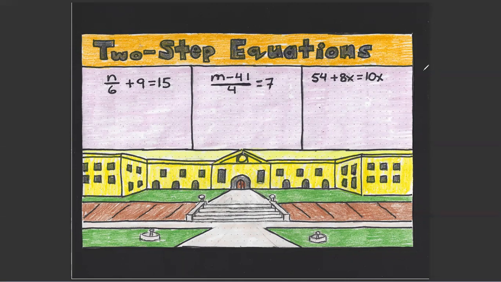This is the third video in a series of videos related to how to solve two-step equations, in which we find a number that is hiding behind a letter, or a number that is hiding behind a variable. And we have three examples right here: n divided by 6 plus 9 is equal to 15, m minus 41 divided by 4 equals 7, and 54 plus 8x is equal to 10x. Let's get started with our first example.